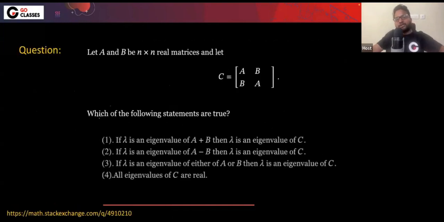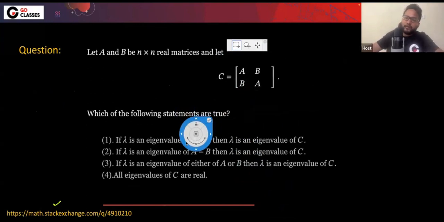Now let's see this question. This question again I have taken from Stack Exchange. Let's see what they're saying. Suppose A is an n cross n real matrix, and let this be C. Which of the following are true? You find out the eigenvalues of this C, and let's see how they're related to the eigenvalues of A and B.